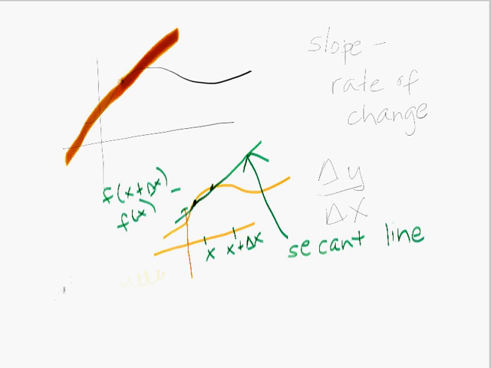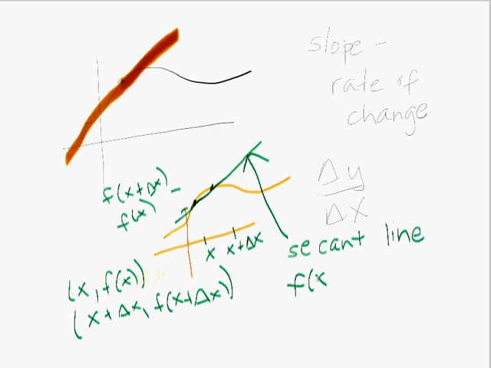So now I have 2 points on my line. I have the point x, f of x, and then I have this new point, x plus a little bit, f of x plus a little bit, right? Those 2 points define my secant line. All right, what is the slope of said line? It's going to be f of x plus delta x, minus f of x, over x plus delta x minus x. Perfect. That just comes from the straightforward geometry definition of the slope of a line. Change in y over change in x.